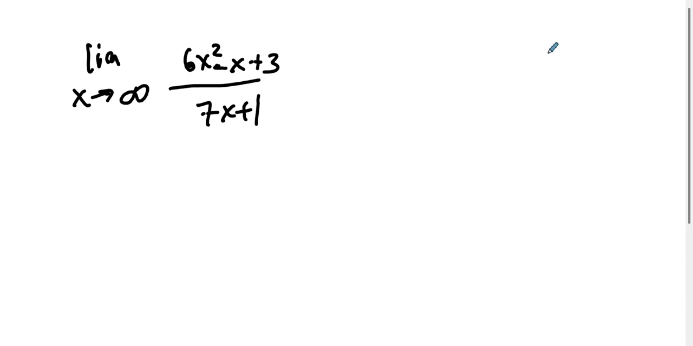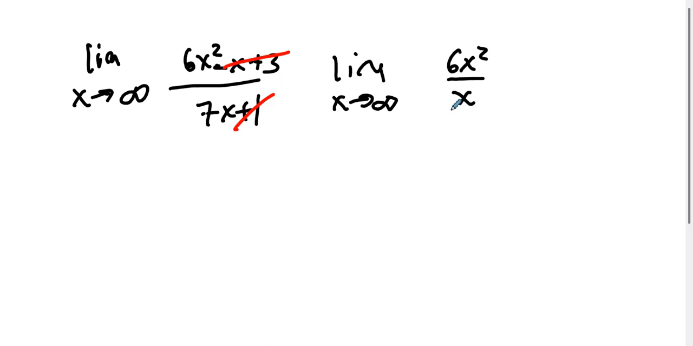In this case, let's outline what's going to grow faster on each one. So here in the numerator, our x squared with our 6 coefficient is going to grow the fastest, so we can just omit the rest. And then on the bottom, our plus 1 is not going to grow fast at all, so we're just going to omit that. Now we're just going to find the limit as x approaches infinity of 6x squared over 7x.